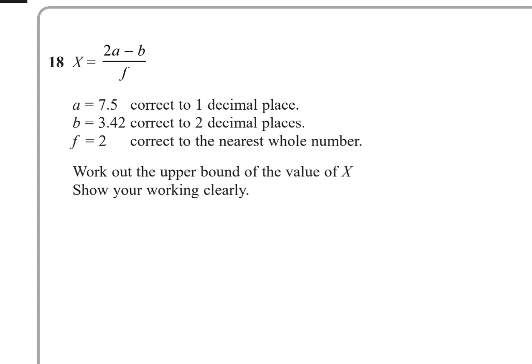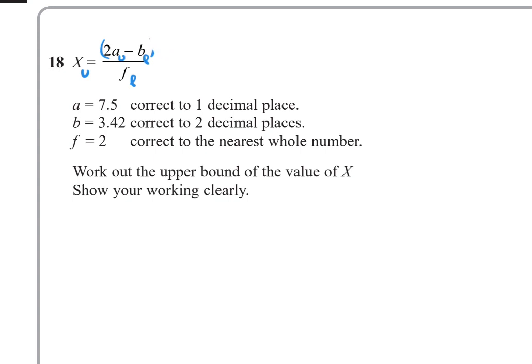To find the upper bound for x, when you have a fraction, the numerator should be upper and the denominator should be lower. Now for the numerator we have two quantities with a minus between them. To find the upper bound of the difference, the first quantity should be upper and the second should be lower. So 2a upper and b lower.